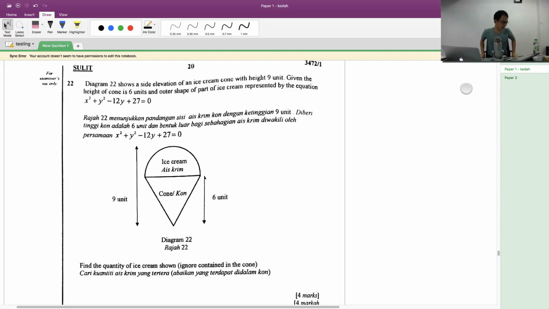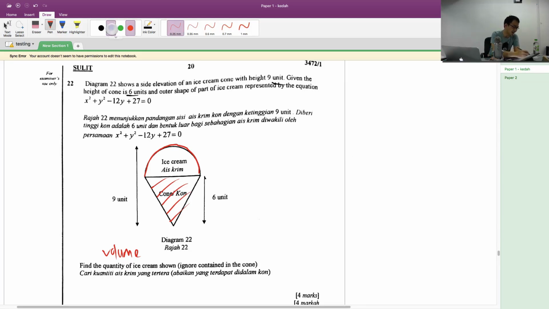So many diagrams in this paper. Diagram 22 shows the side elevation of an ice cream cone with a height of 9 units, given that the height of the cone is 6 units. You see, they actually use the word unit, which we basically use in a graph only. The outer shape of part of the ice cream is presented by the equation, which means this part only. Then find the quantity of ice cream. I guess they want the volume of ice cream. Ignore the content of the cone, so we need to find this ice cream.